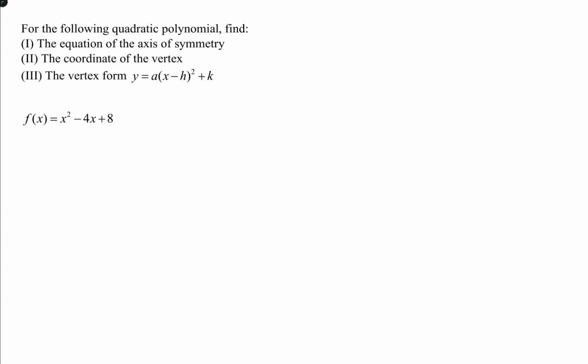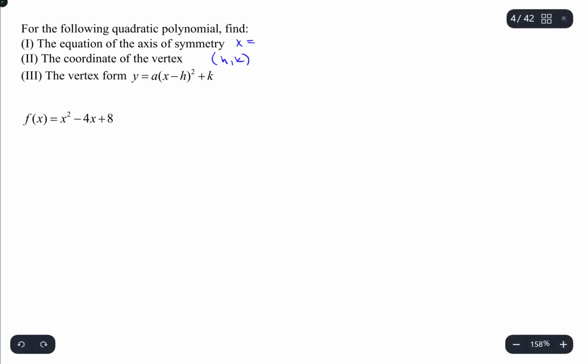Alright, so if we had the vertex form, the coordinate of the vertex is just the values h, k. And in particular, if we had the coordinate of the vertex, the equation of the axis of symmetry is just x equals whatever the x-coordinate of the vertex is. So really, I think the vertex form is the first thing that we should work on here. To get the vertex form, there's two different methods.